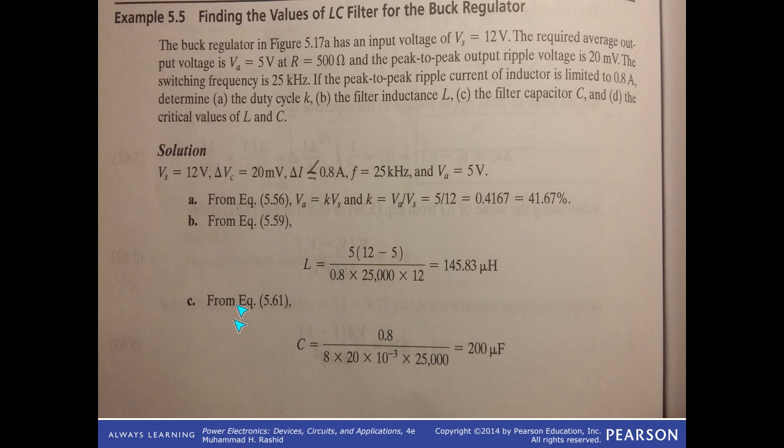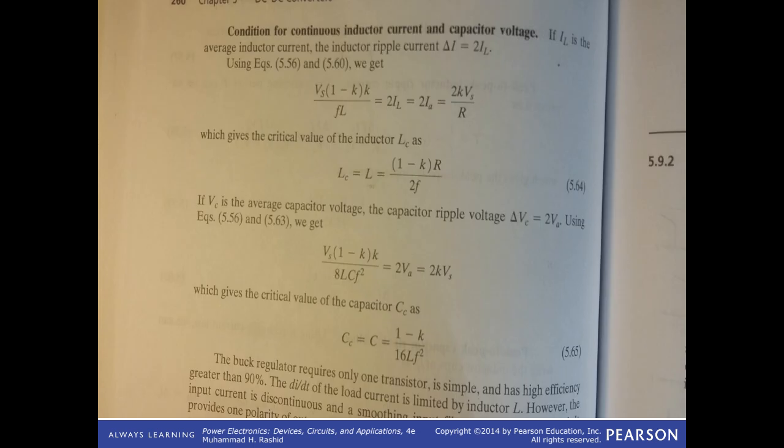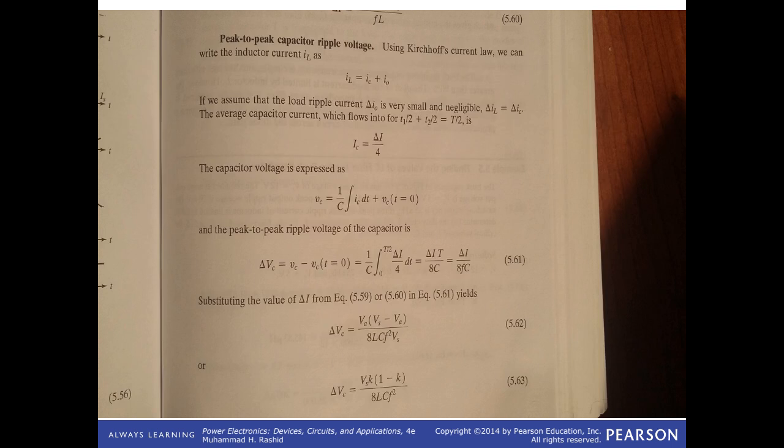And also the filter capacitor was requested, C. Let me show the equation again. Equation 5.61, as you can see here: delta V equals delta I over 8FC. Simple. Delta I is already given. Frequency is already given. So delta V is already given. So we are going to calculate C.